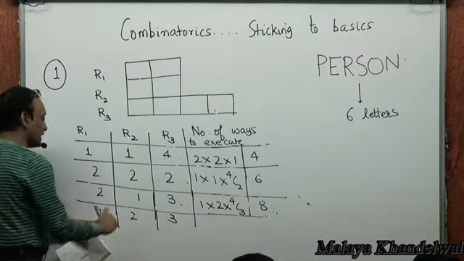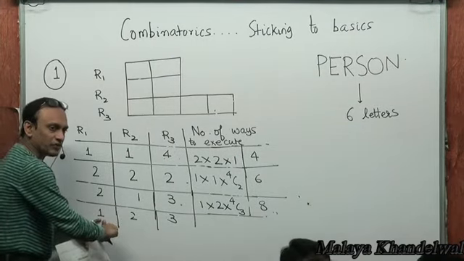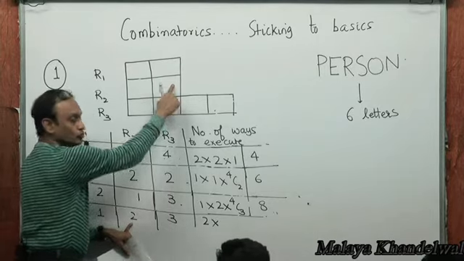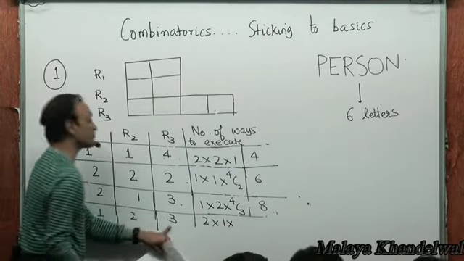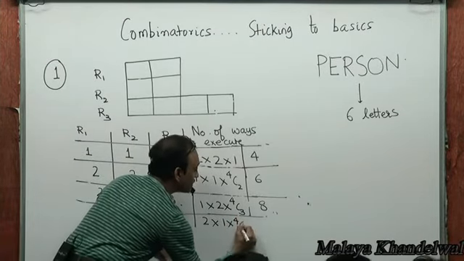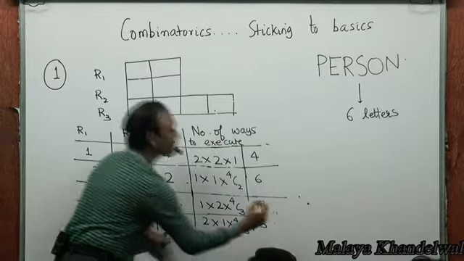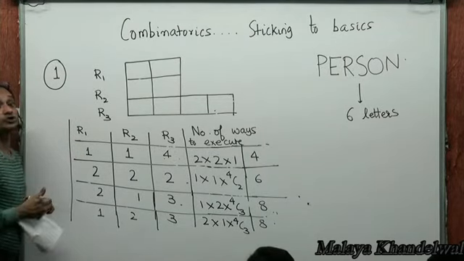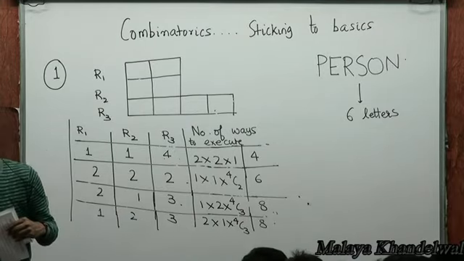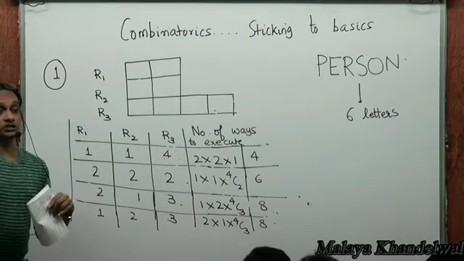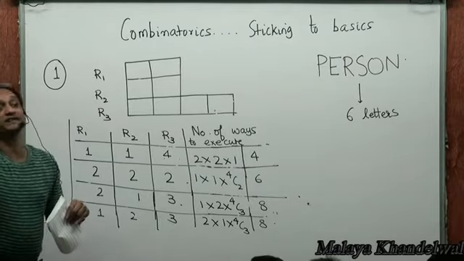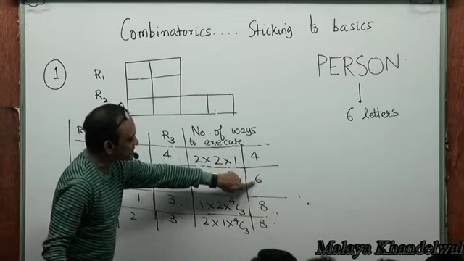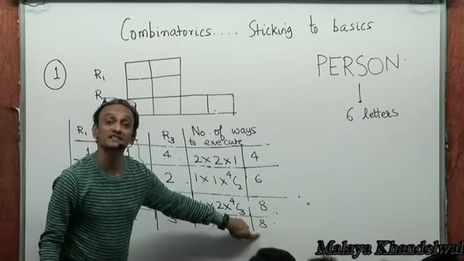Okay. Then again, 1 cell from row 1, 2 ways. 2 cells from row 2, 1 way. And 3 cells from row 3, again 4C3. That makes it 8 ways in all. Right? So the total number of ways in which I could select 6 cells, given the condition that every row has at least 1 cell which is active, is 4 plus 6, 10, and 16, 26.